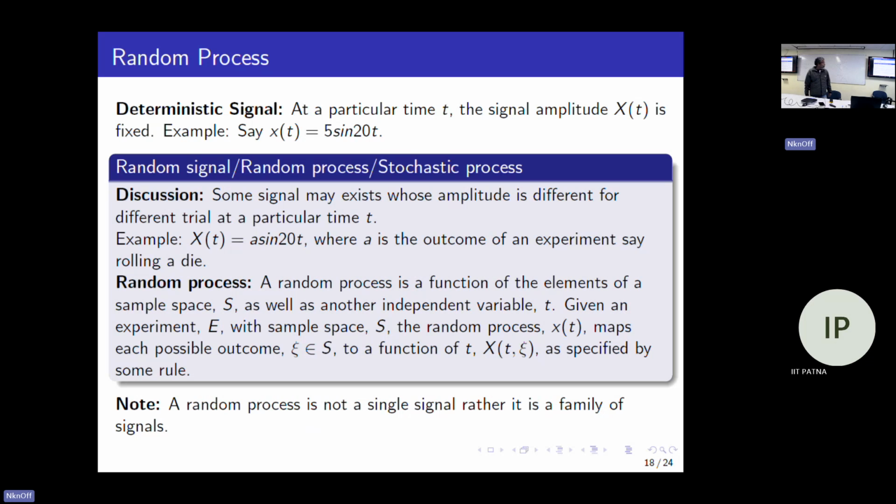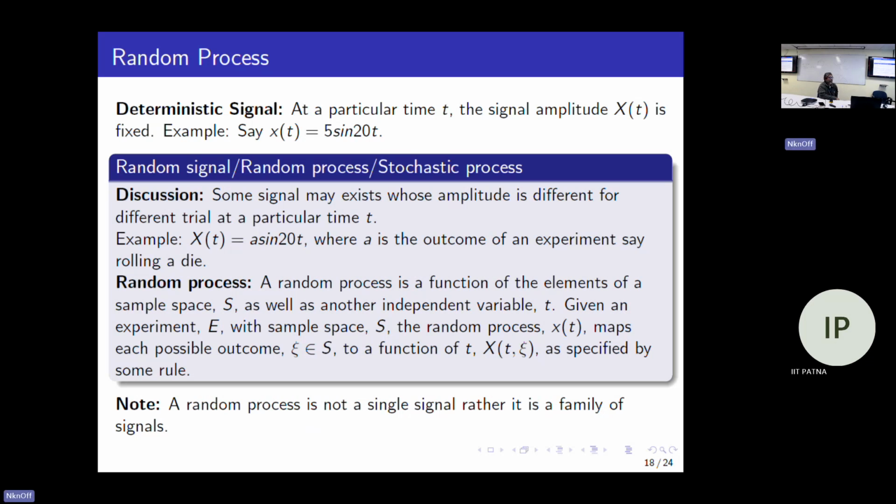So a deterministic signal is x(t) only, there is no zeta, but a random process is x(t, zeta). That means the random process is a process, or a signal, which depends on time as well as the outcome of an experiment.